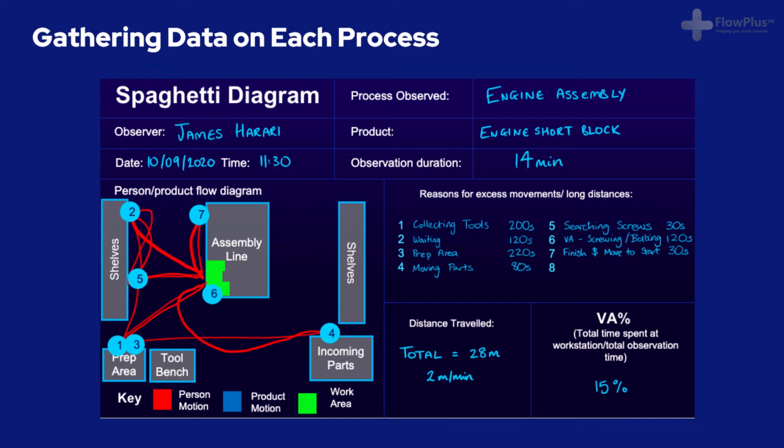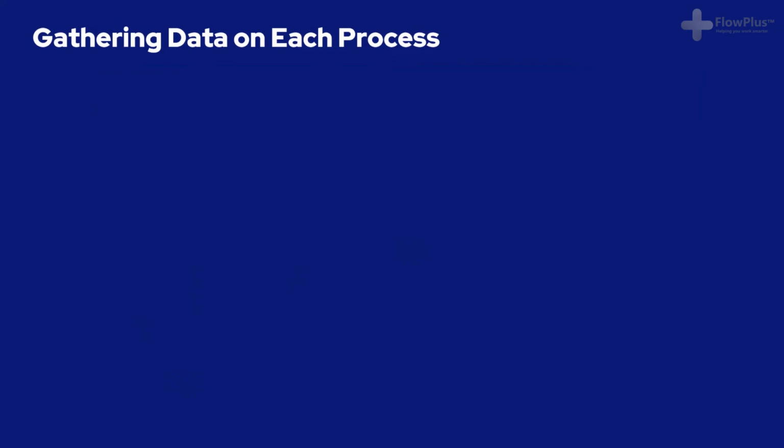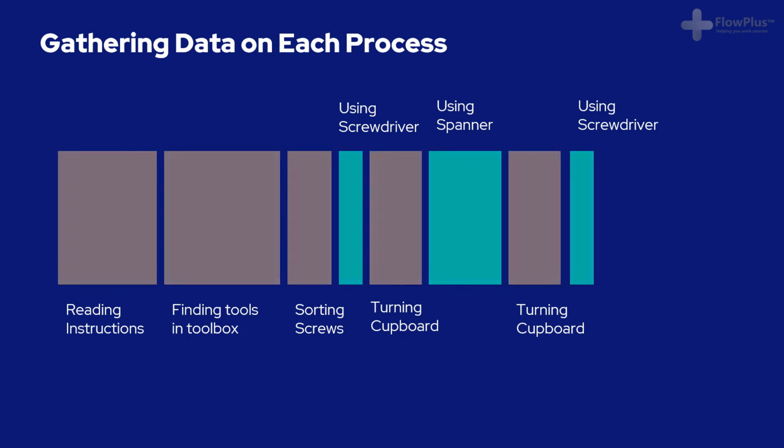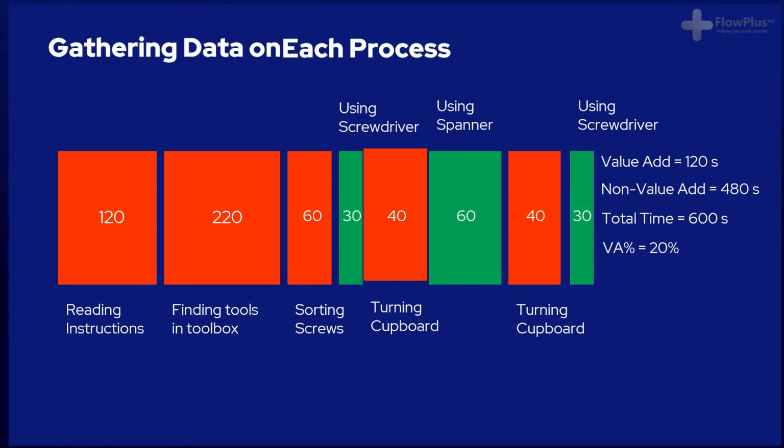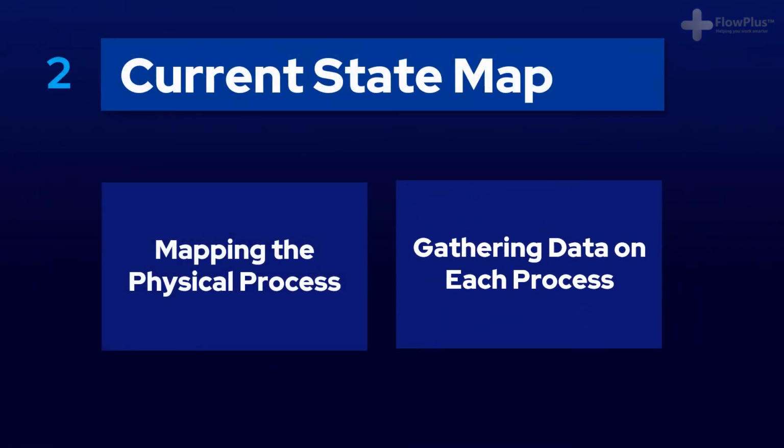Here, your best option is to complete a spaghetti diagram for the process. This not only provides the value add percentage, but also provides other information that will be useful for the value stream map. Otherwise, a simple time study for each process can be completed, where you split the process into tasks, measure how long each takes, and designate each task as value add or non-value add. Think back to the flat pack assembly example in the wastes module. It's exactly like this.